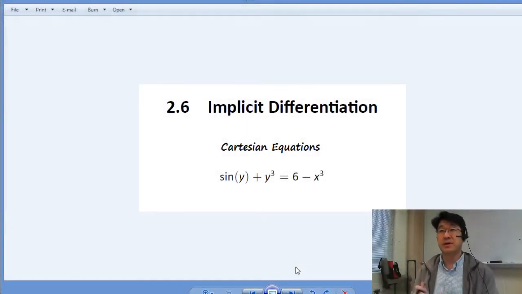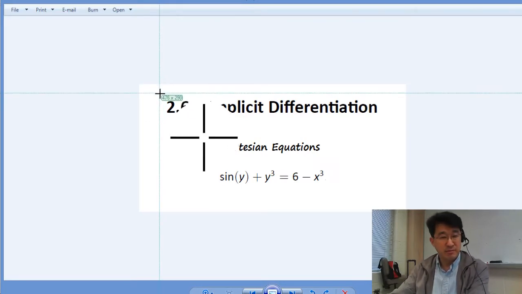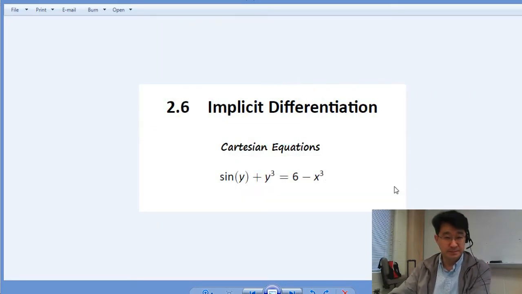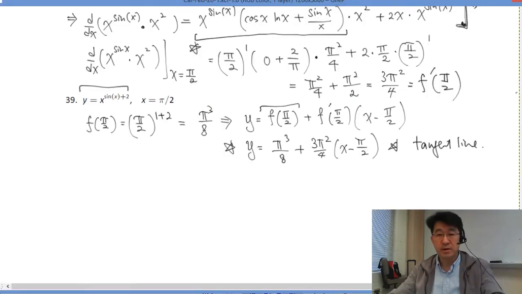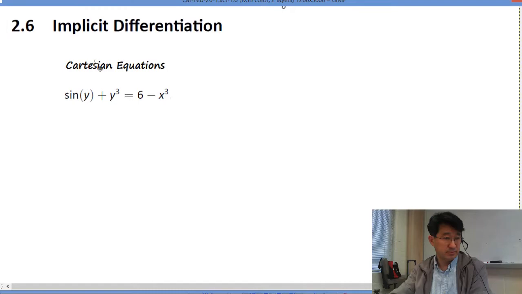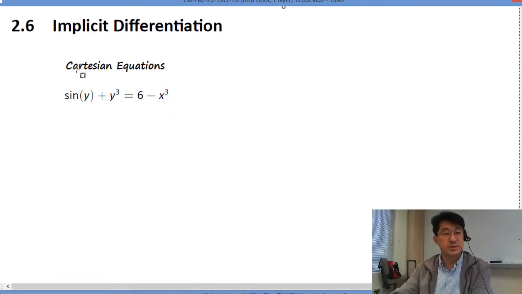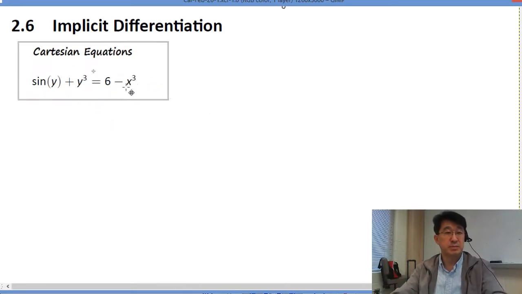All right. Further application. It's a really cool application. I really like this application. You may like it too. All right. What is it called? Implicit differentiation. You just stick to this word implicit. It's not explicit, right? Then it's implicit, right?